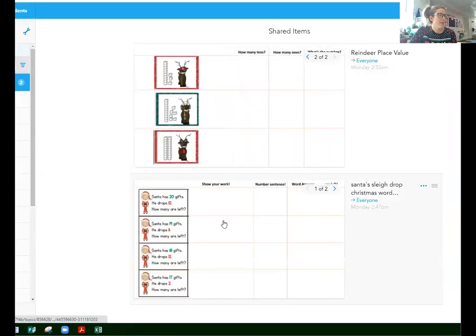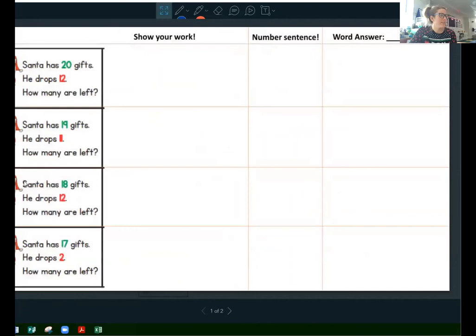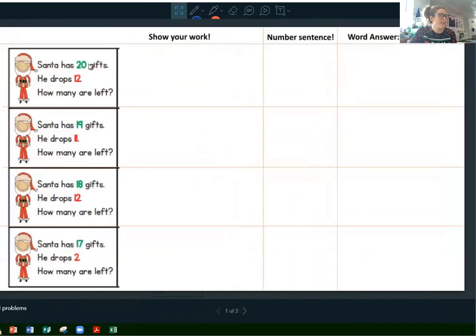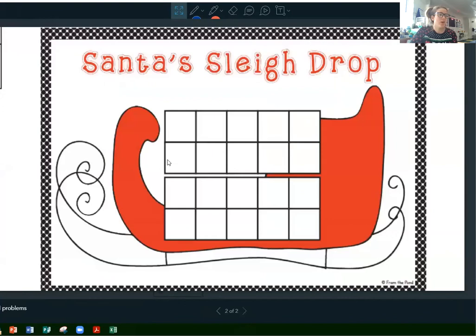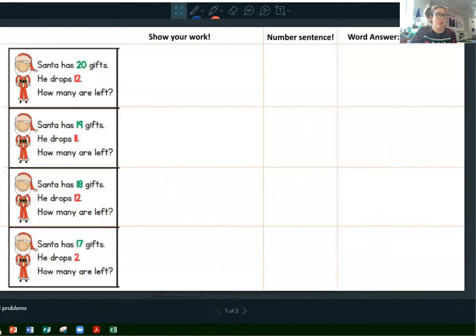And then we have Santa's sleigh drop. These are the exact same questions we were practicing with. Do a number sentence and a word answer. Show your work. If you want to use counting on strategy, if you want to use a different strategy, you can do that to show your work here. And if you want to use the sleigh, there's the sleigh to draw your dots, okay? You will have to erase it each time if you're using that for all the problems, but you have 4 word problems. After that, you are done, okay?